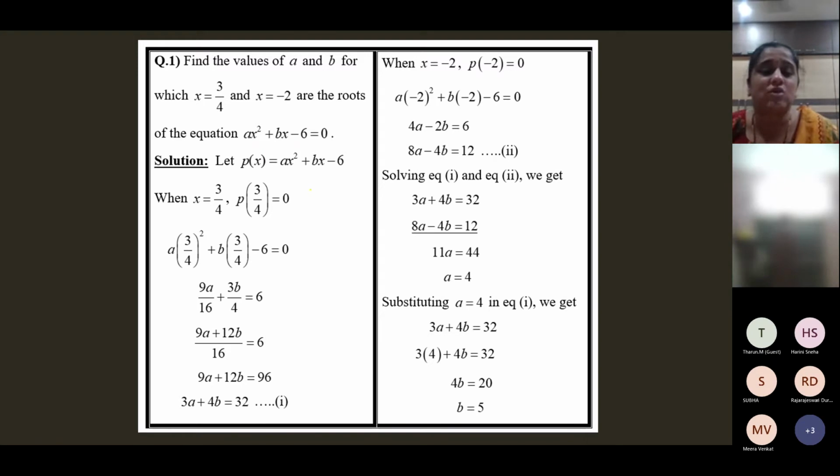Okay, so if these things are complicated or difficult for you to recall, ignore it. If you feel that these two steps you're not able to recall, don't worry about it now. These two steps, just leave it. You have to do this one.